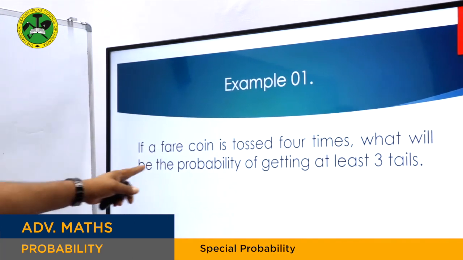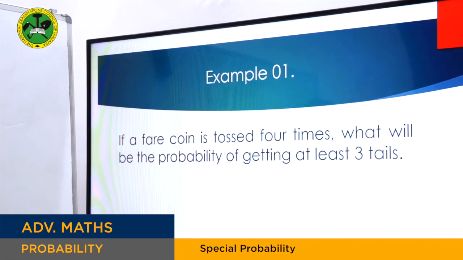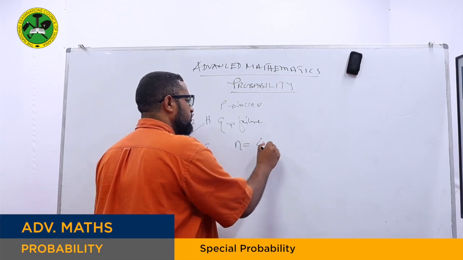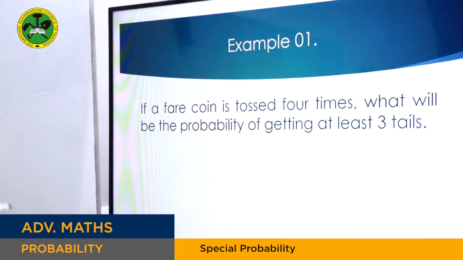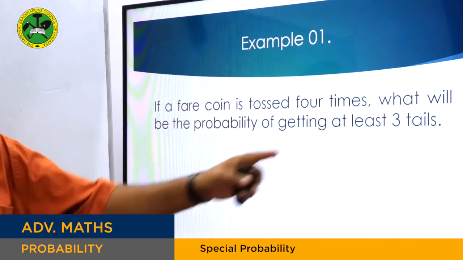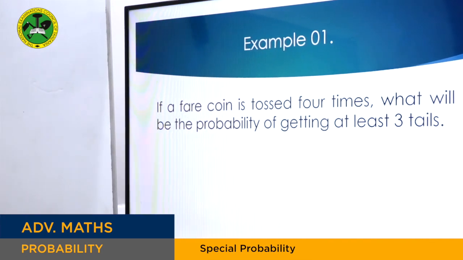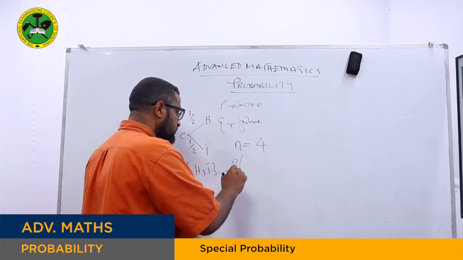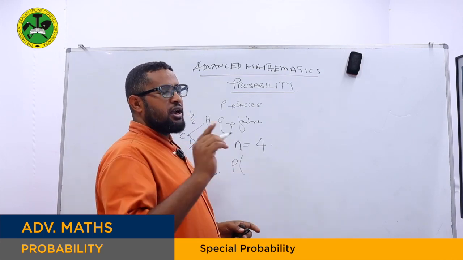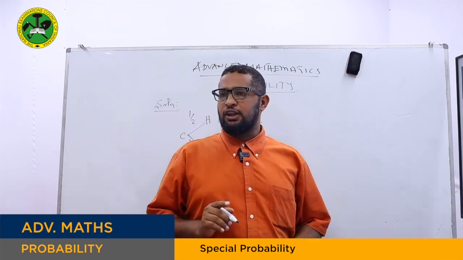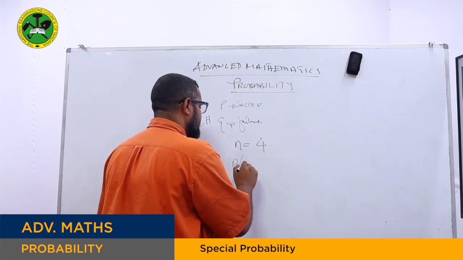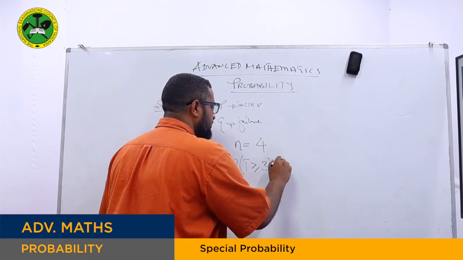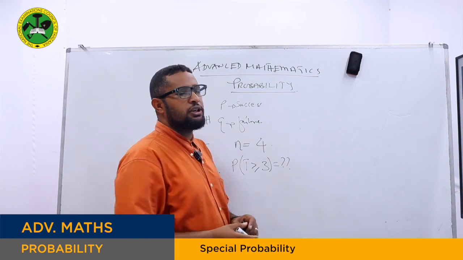Now, this is a fair coin that is tossed 4 times. So the number of trials, we are given n equal to 4. What will be the probability of getting at least 3 tails? You need to know again the meaning of at least. At least means greater than or equal to 3. So that is tail greater than or equal to 3. This is what we are looking for.